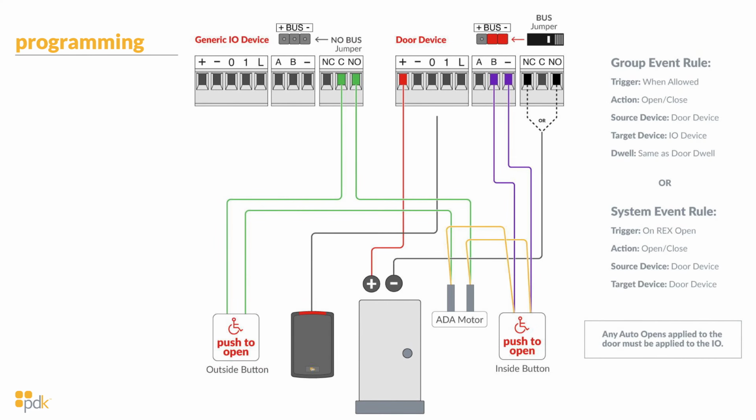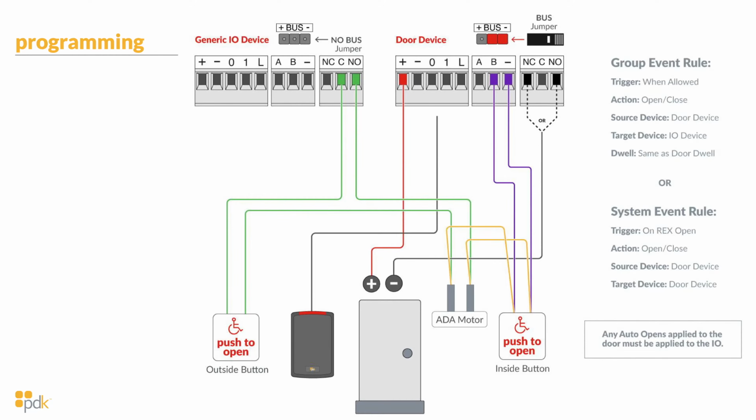We'll also need a system event rule, which is doing the inside button. And that one's going to be on REX open, open/close, or on REX close. It depends on the button you have. So we've opted with the on REX open. The source device and the target device are both going to be the door device, because the door device has both the door device and that inside button connected to it.